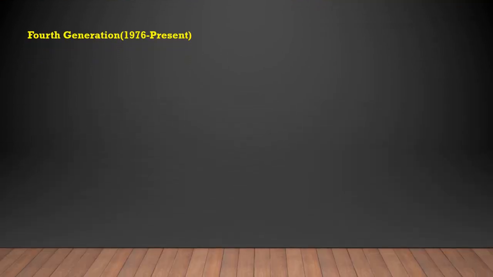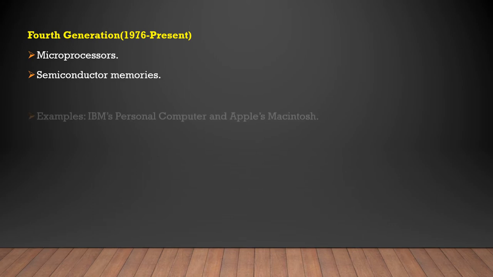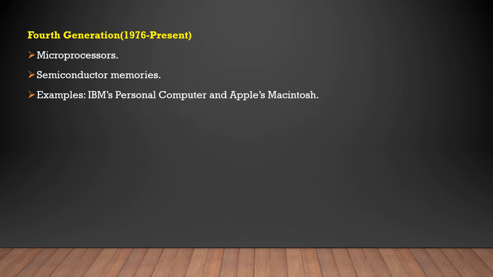Next is the fourth generation, which started in 1976 and it's the current generation. The next advancement in computer technology was the microprocessor. The microprocessors launched the fourth generation computers. Semiconductor memories replaced magnetic core memories. IBM's personal computer and Apple Macintosh are the examples of fourth generation computers. This generation computers became more powerful, compact, reliable, and affordable.